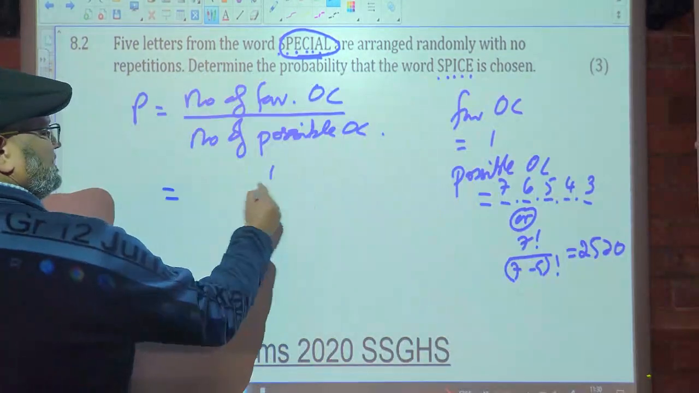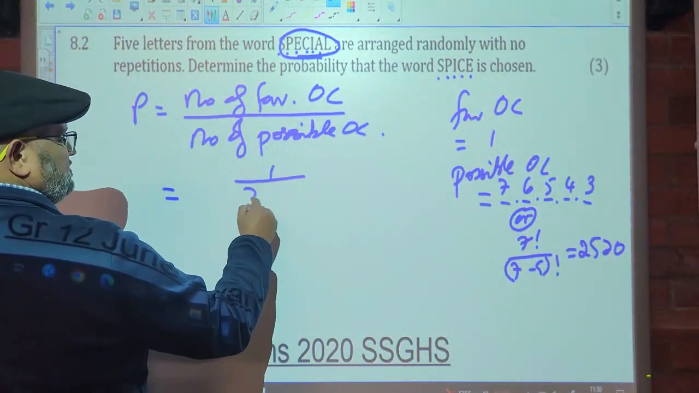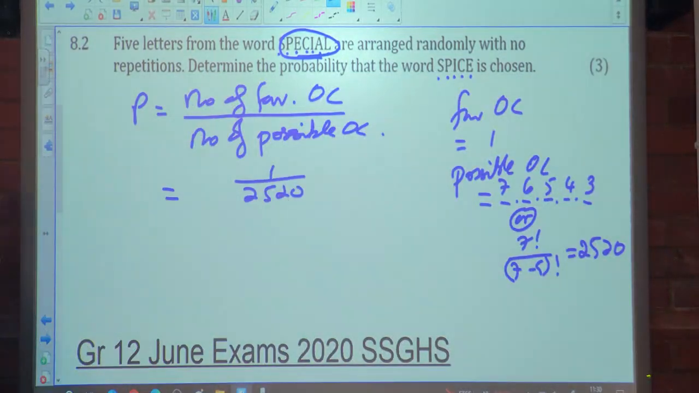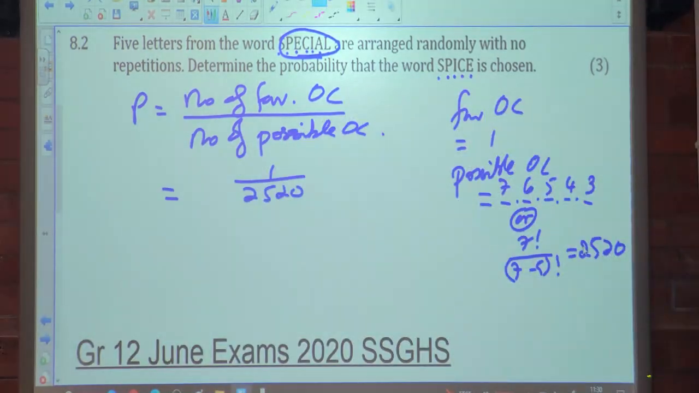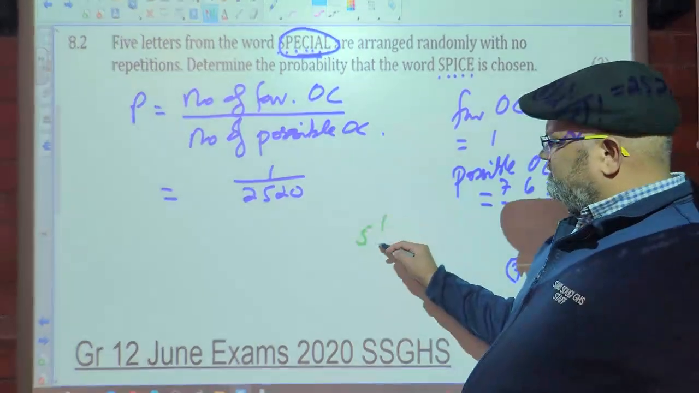But anyway, it's 1 over 252. Is that correct? No, right. I felt like I'm making a mistake. Right, what am I doing wrong? Correct? 5 factorial over 7 factorial. 5 factorial over 7.